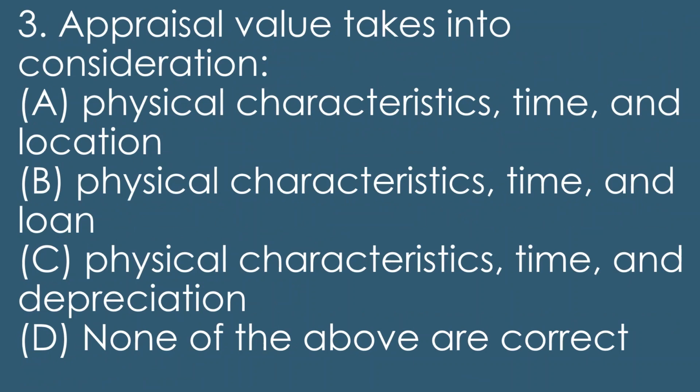3, appraisal value takes into consideration A, physical characteristics, time and location, B, physical characteristics, time and loan, C, physical characteristics, time and depreciation, D, none of the above are correct. Well, let's look at here. We're talking about appraisal value.